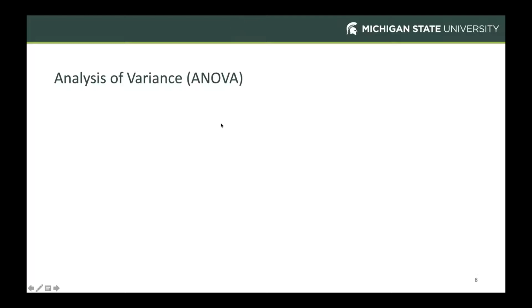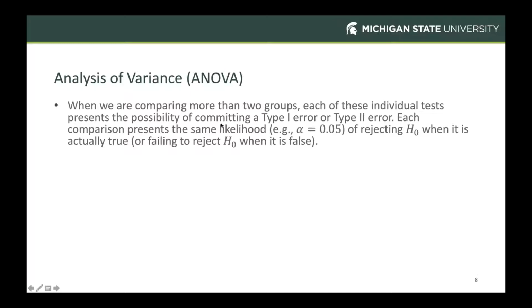So with that, in analysis of variance, as I had alluded to on the preceding slide, when we're comparing more than 2 groups, each of these individual tests presents the possibility of either a type 1 error, where in this context we'd claim a difference in noise due to the rumble strip depth when in fact there isn't one, or a type 2 error where we'd actually miss that fact altogether just because we were either unlucky with how we sampled or our sample sizes weren't sufficiently large. And so consequently, each of these comparisons has the same likelihood, based on our pre-specified significance level, of rejecting the null when it's actually true, or failing to reject the null when in fact it's false.